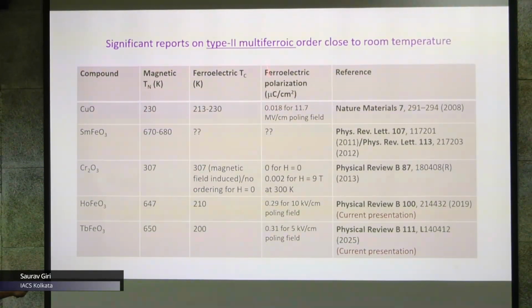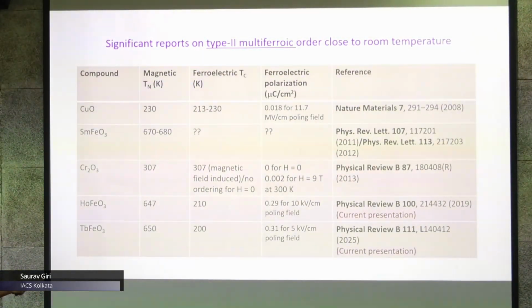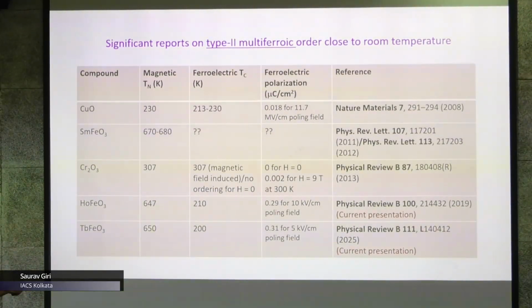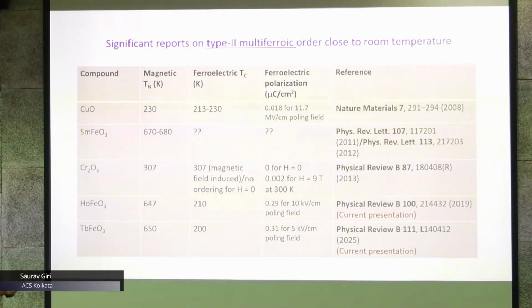So let me show you the important results so far, where we can see type 2 multiferroics showing ordering close to room temperature. The first report appeared in copper oxide. The magnetic ordering was at 230, and between 230 and 213 there was ferroelectric order, but the polarization value was quite low. And samarium ferrite is the controversial one, so I should not say anything about it.